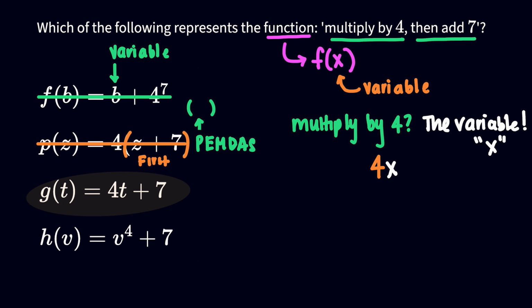Now let's go over here. But anyway, g of t equals 4t plus 7. Here's my 4 times that variable. In this case, the t is the variable. Maybe I'll just say, here's my variable. So that might be a choice.